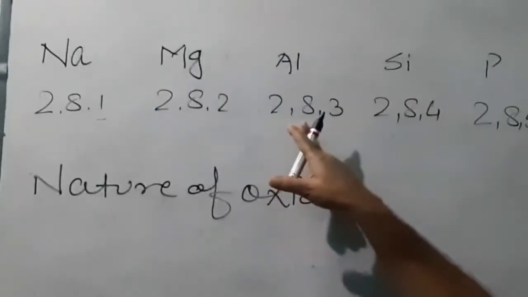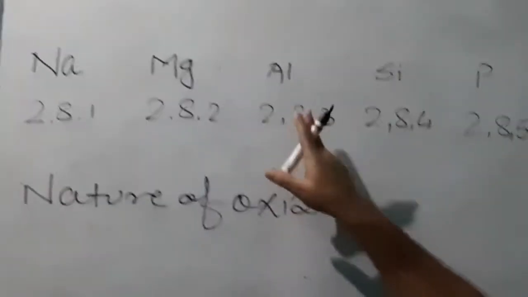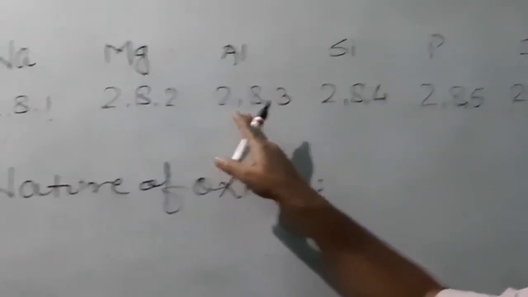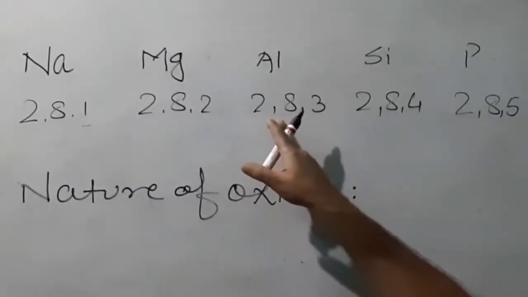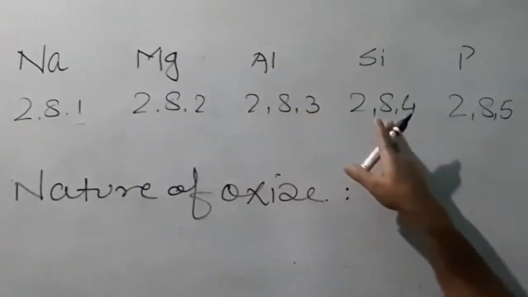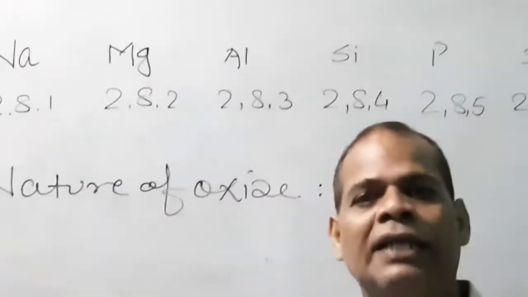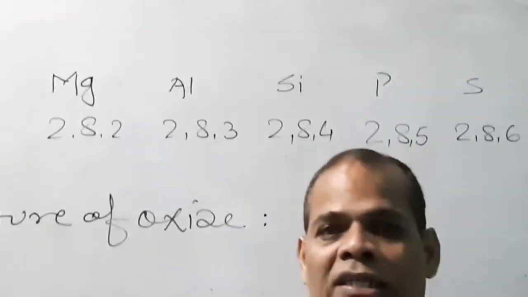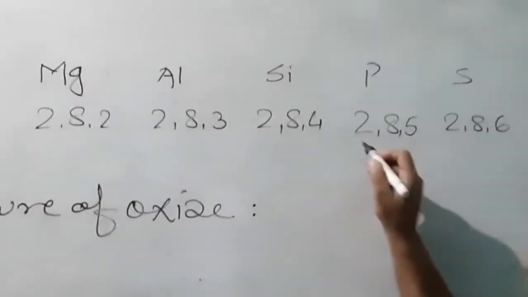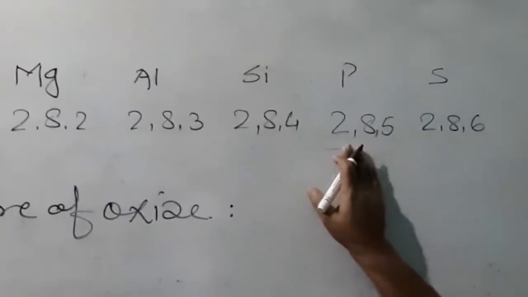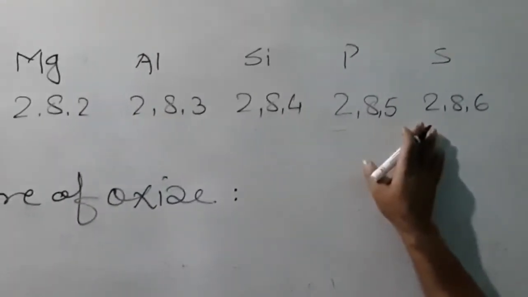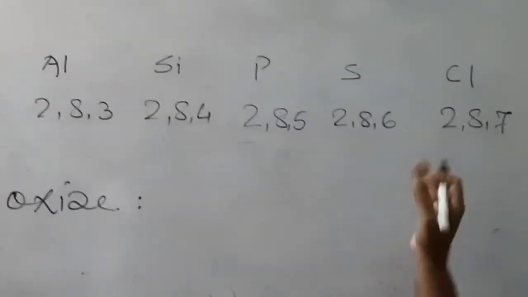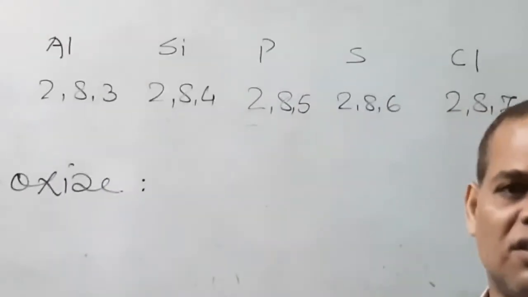Now aluminum oxide is amphoteric in nature. It means it has acidic as well as basic properties. Silicon dioxide is slightly acidic in nature. Phosphorus oxide is acidic in nature. Sulfur dioxide is strongly acidic in nature. Chlorine oxide is also acidic in nature.